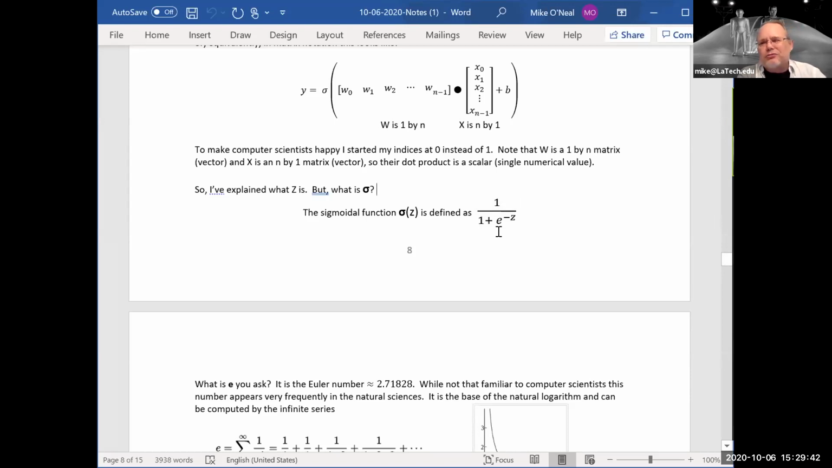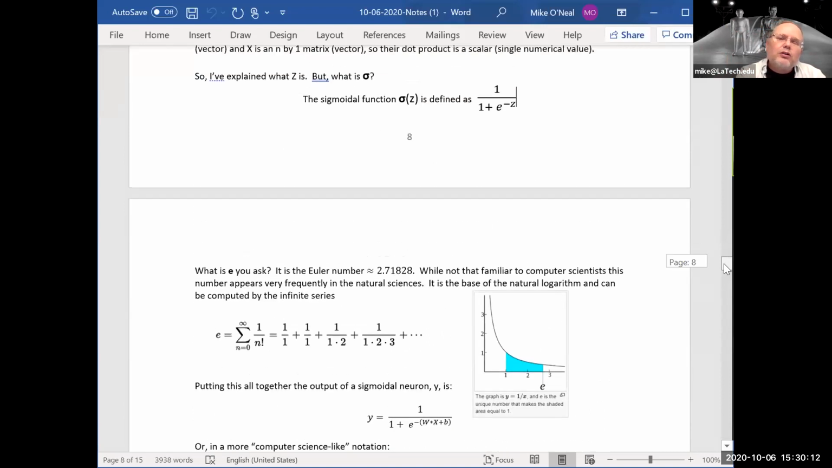E is the base of the natural logarithm. We deal with logarithmic functions all the time in computer science and analysis of algorithms, for example. But we use base 2. Why? Because everything we do is digital. It's either 0 or 1. So everything that we do is either raising 2 to some power, or if it's logarithmic, it's base 2. We don't use base E. But like I said, base E comes from the natural sciences.